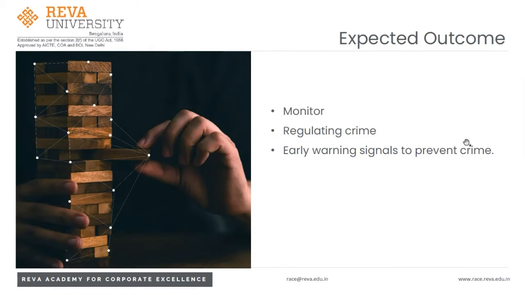Now, what is the expected outcome? The expected outcome is pretty simple here. We want to monitor and regulate the crime. We also want to pull out certain early warning signals. Rather than doing a post-mortem of crime, we want to be in a situation wherein we can prevent incidents of crime.